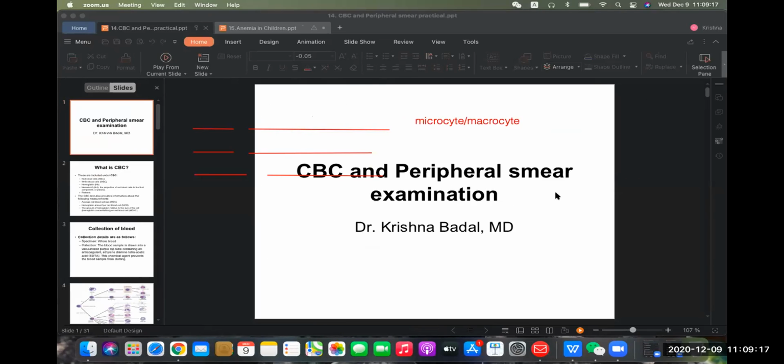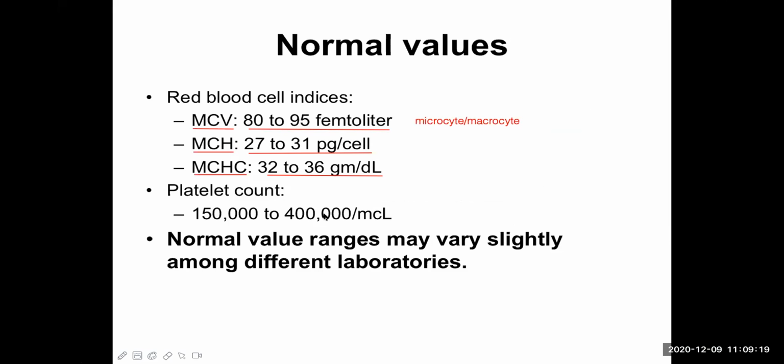After this, let's talk about the platelet count. So what is the normal value of the platelet? Very important concept for you. This is 150,000 to 400,000 per microliter. We can also call it 1.5 lakh to 4 lakh.